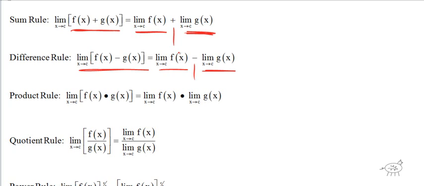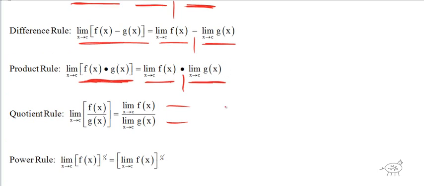Product rule is the same thing. Okay, if it's multiplication between the two terms, I can separate it into separate ones, and then of course the product of those limits. And same thing with the quotient, being division. I can separate it into two separate limits. Okay, this is actually pretty important because sometimes you're going to get a complicated limit and you actually do need to separate it. So a couple more here.